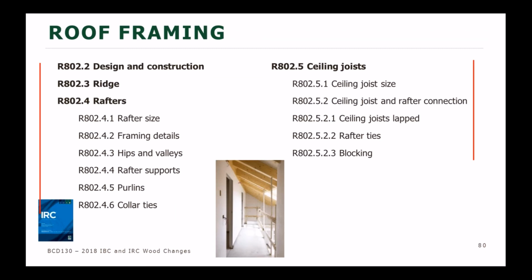Ceiling joists have a section on ceiling joist size, then the joist and rafter connection, where and how to actually lap the joists, the rafter ties, and blocking. And again, this information was mixed in with the information for the rafters before. So it just makes everything easier to find and easier to tell what's actually addressing a rafter versus a ceiling joist.